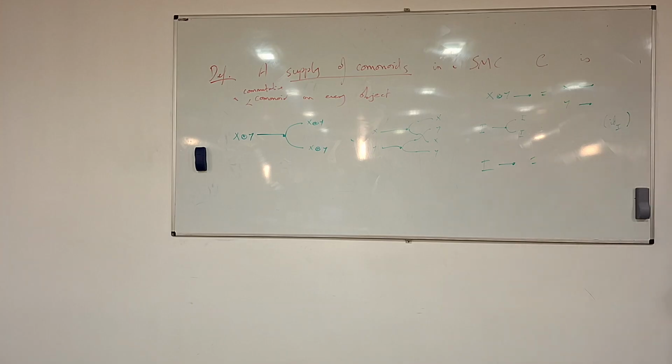Okay. So it's an additional structure on the category? Yes. For every object, there's a choice of comonoid structure, which are compatible in this way.